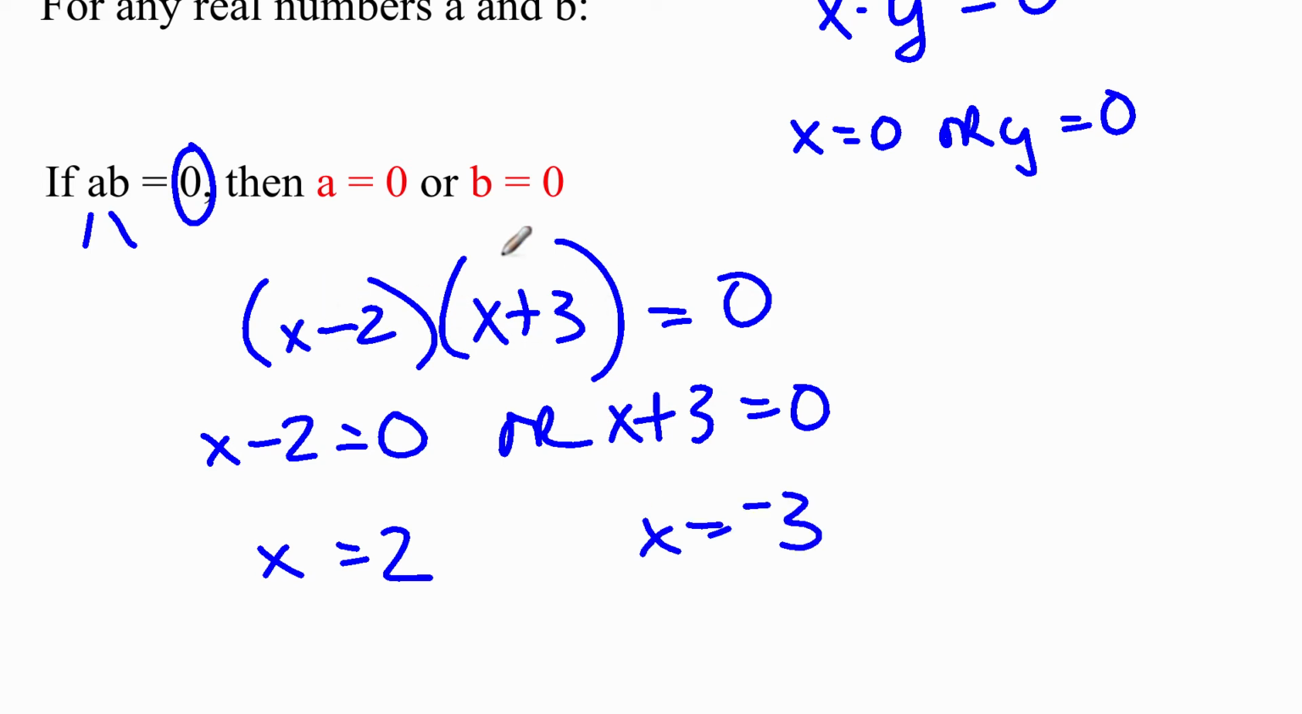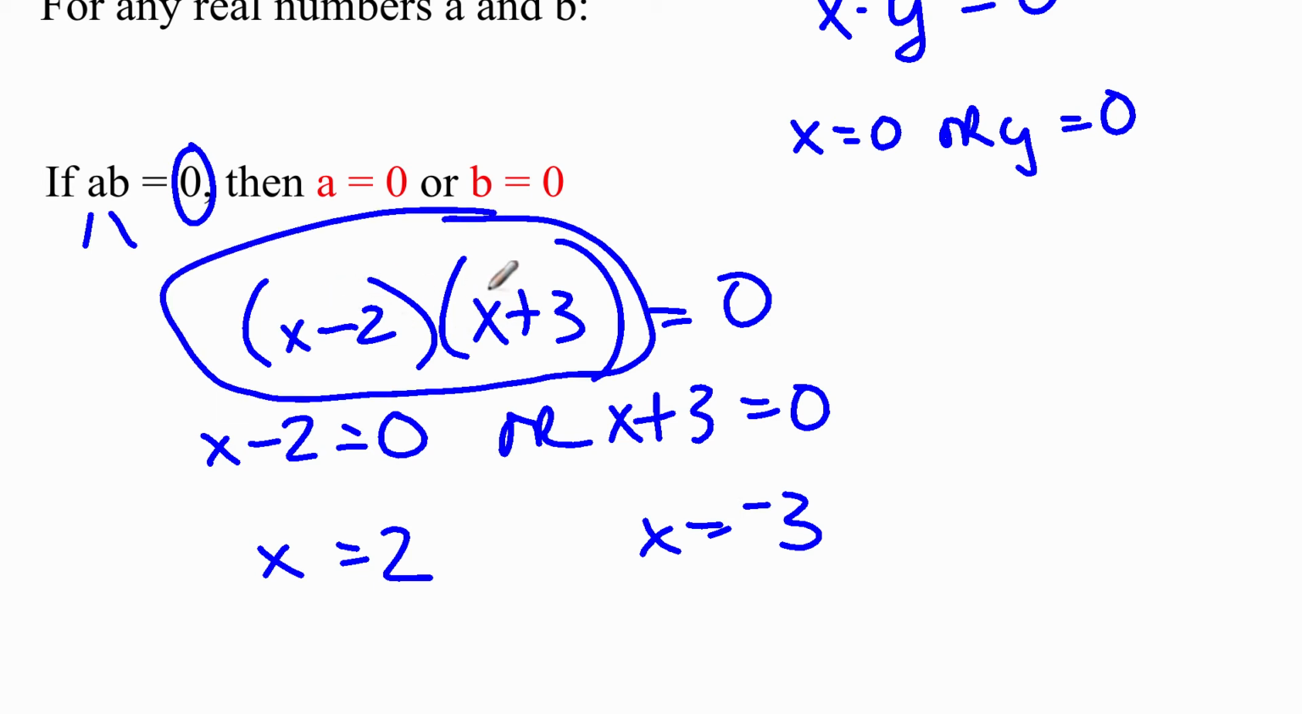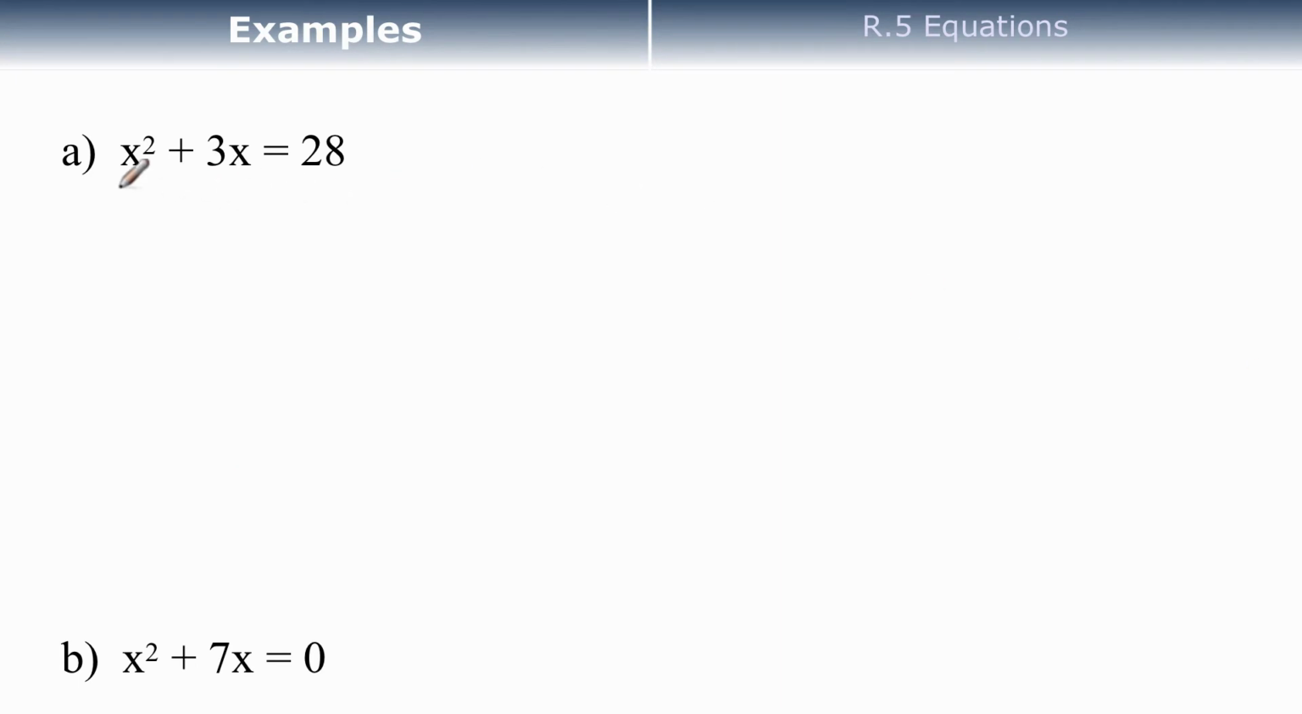So in this question right here, I have two answers. X could be a 2, that would work, or x could be a negative 3, that would work. I would get 0 out of the product of those two. Now I use this rule lots when I have quadratic equations, something that I can factor into two different factors. So let's try a couple.